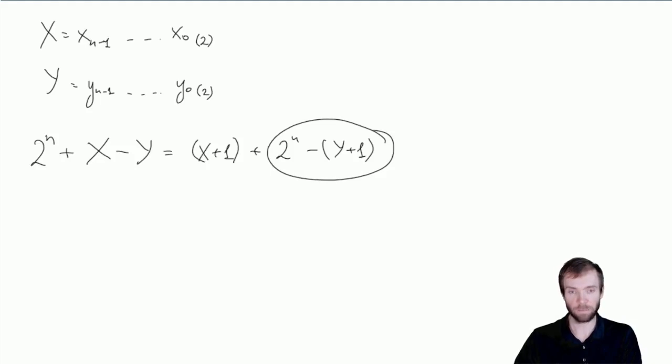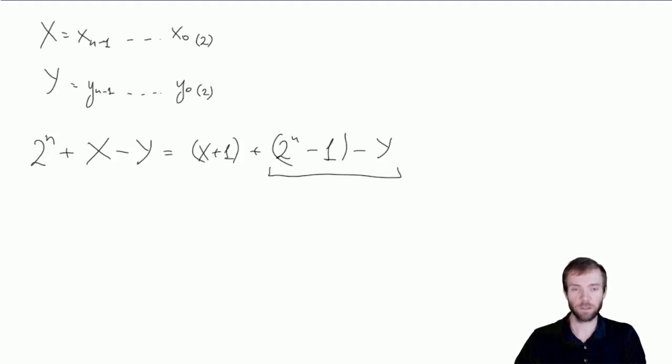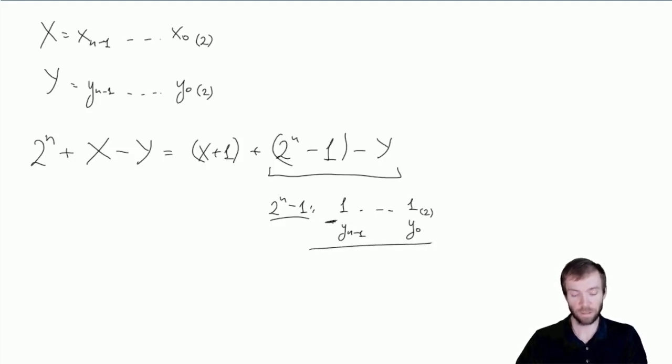But if we now rewrite this part of the expression as 2 to the power of n minus 1 minus y, this one can actually be computed almost for free. Because the binary representation of 2 to the power of n minus 1 is just a bunch of ones, n consecutive ones in binary. And the difference between this number and the number y, which is represented by its bits, is just the negation of all these bits.